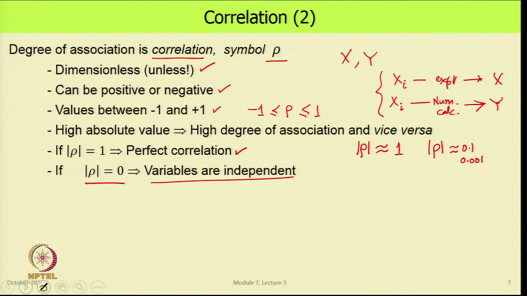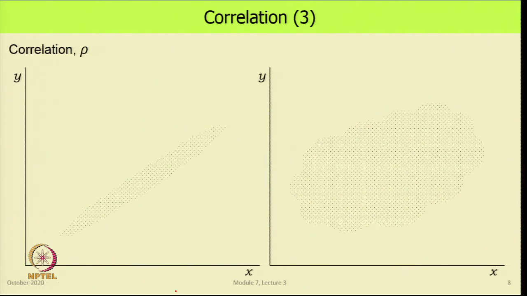So, these are the characteristics of rho, and here are some pictures that tell us what things look like. Here are a bunch of data points which we are saying are spread out.